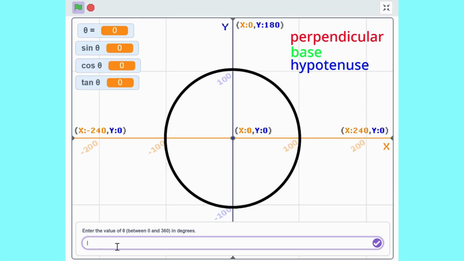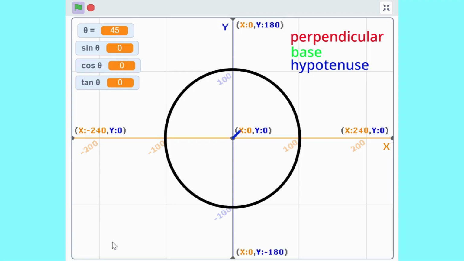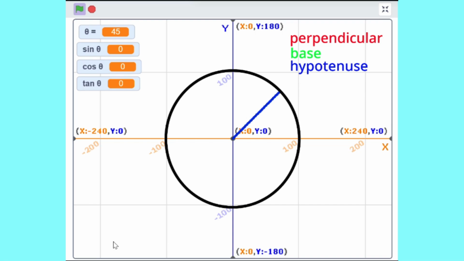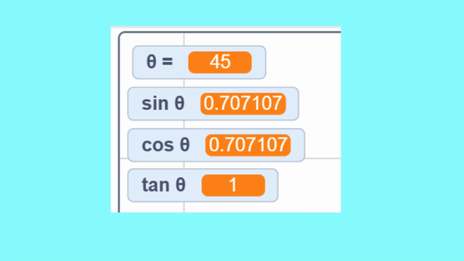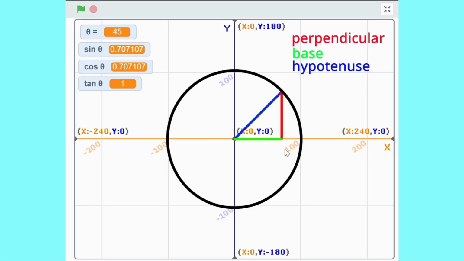So if I enter the theta value as 45, the program will draw the hypotenuse of the triangle whose length is equal to the radius of the circle, that is 100 pixels. Then it will draw the perpendicular, and following that the base. The value of sin theta, cos theta and tan theta is then calculated. The value of sin 45 and cos 45 is the same, that is 1 upon root 2. Hence the value of tan 45 is 1.